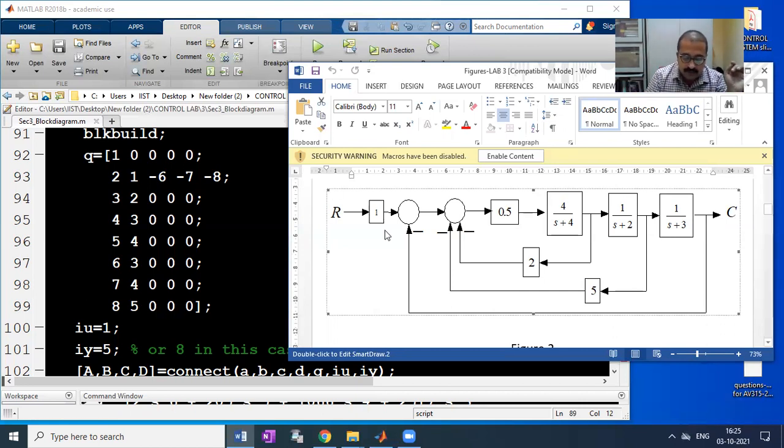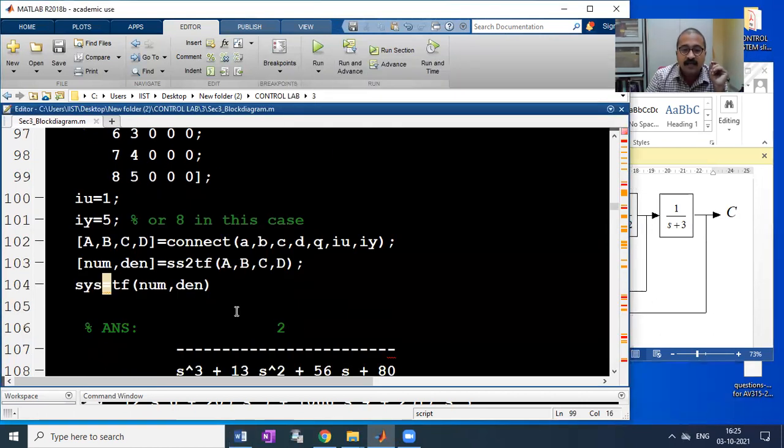So I am telling MATLAB the input is 1, corresponding to block number 1. Then the output I am fetching from block number 5, 1, 2, 3, 4, 5, so I am defining my IY as 5. Then the command is connect. You are asking MATLAB to connect all these things with the help of all the input arguments. We have defined Q, we have defined IU, we have defined IY.